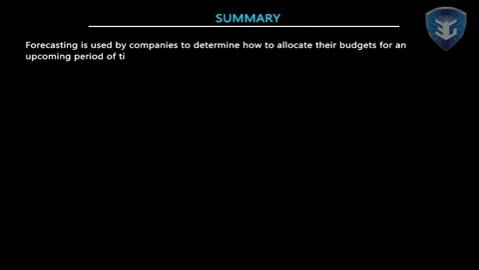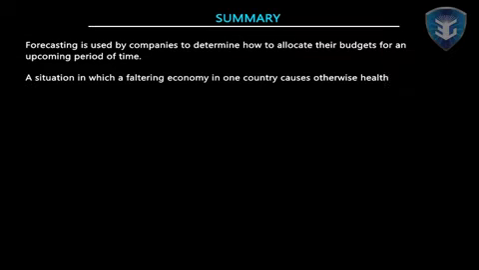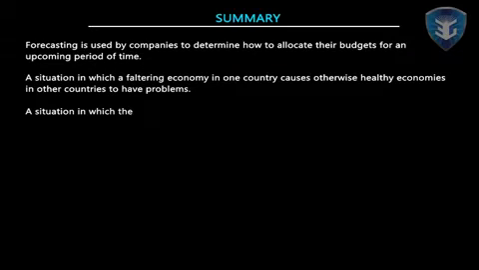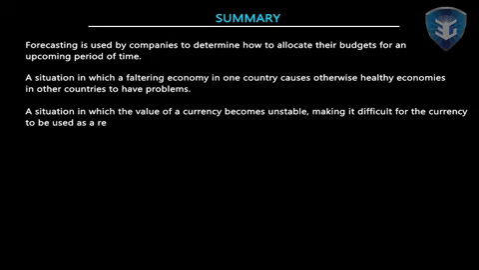Now, in the end, let us summarize what we have learned in this lecture. Forecasting is used by companies to determine how to allocate their budgets for an upcoming period of time. Contagion is a situation in which a faltering economy in one country causes otherwise healthy economies in other countries to have problems. A currency crisis is a situation in which the value of a currency becomes unstable, making it difficult for the currency to be used as a reliable medium of exchange.